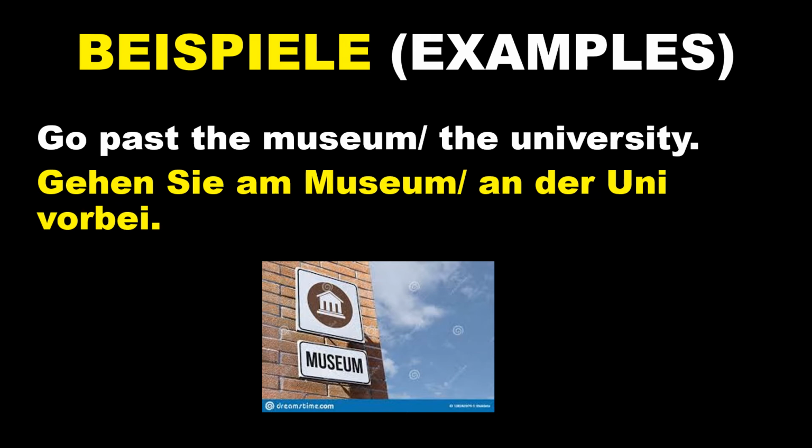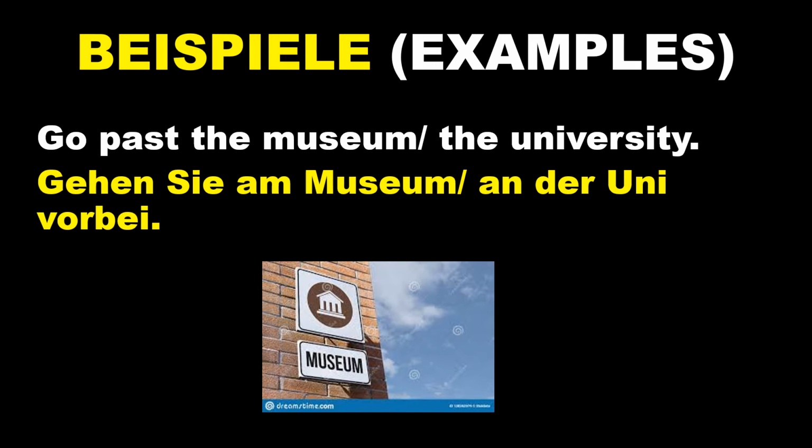So don't get confused why I have written am in the first sentence and an in the second. There we cannot combine these two words and we cannot make a composite word. That is why in the second part we have written an der Uni. In the first one, we have written Gehen Sie am Museum vorbei. I hope it is clear to you. So the first sentence is Gehen Sie am Museum vorbei, and the second example is Gehen Sie an der Uni vorbei.